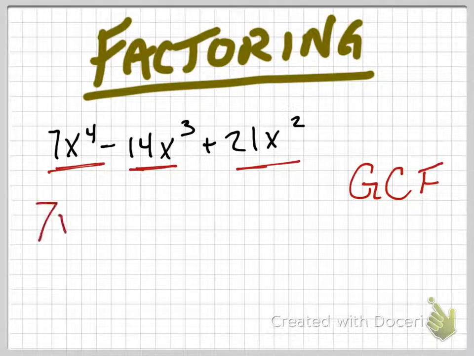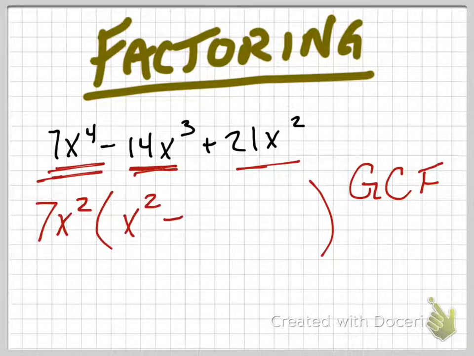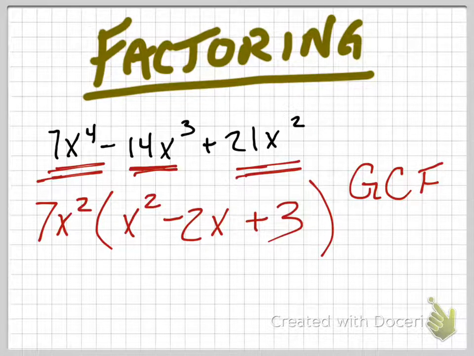They all have a 7 and an x, and they all have a 7x squared. So if I take out a 7x squared of this one, what am I going to be left with? X squared. How about for this one? Minus 2x. How about for this one? Plus 3. Good. Now I have to think to myself, is there more that can be done?